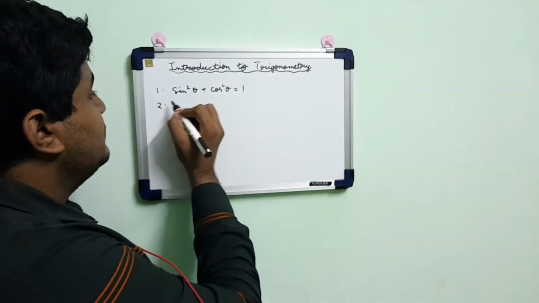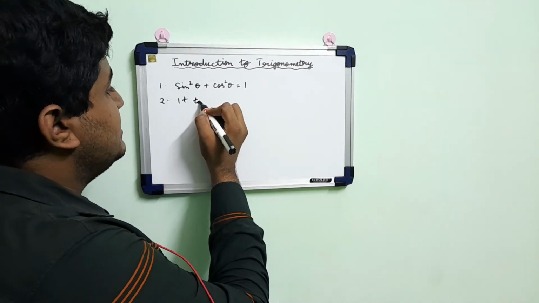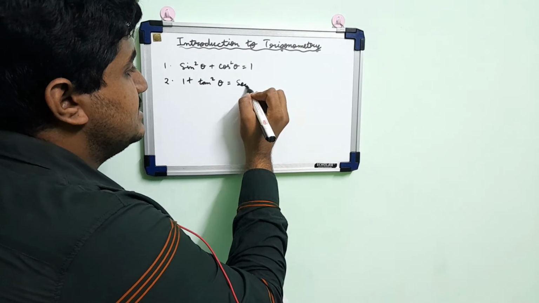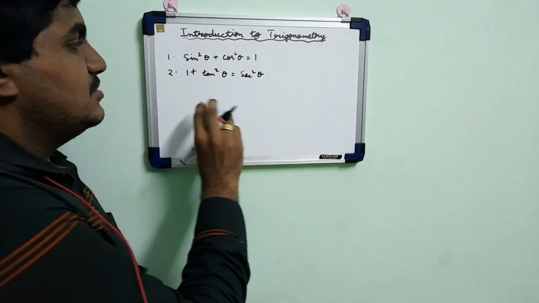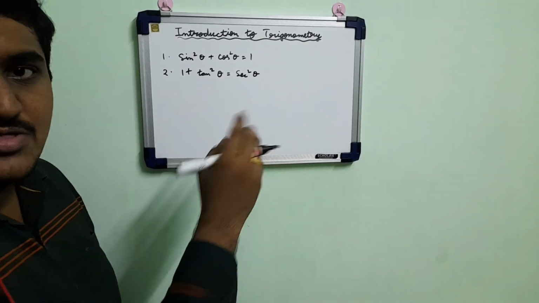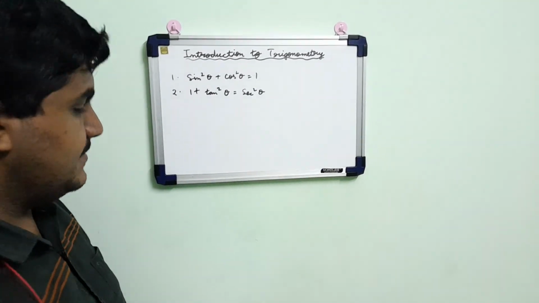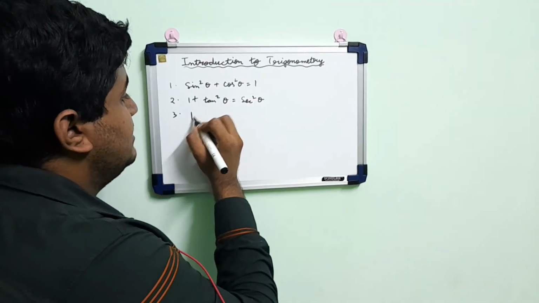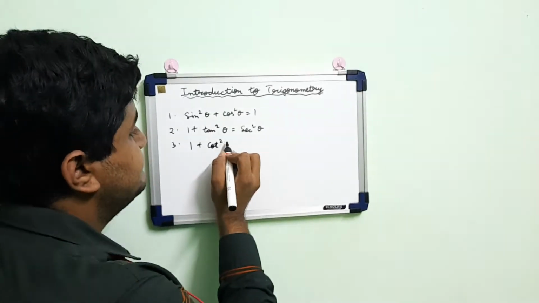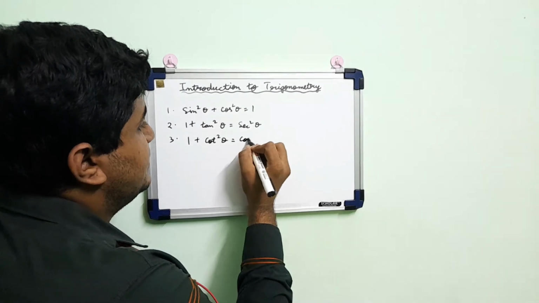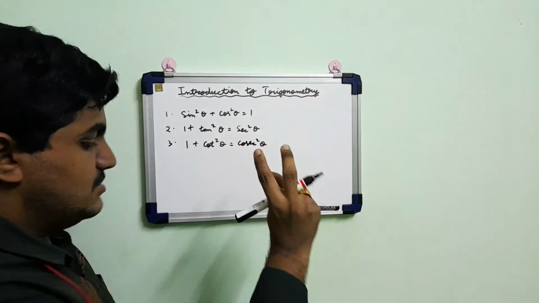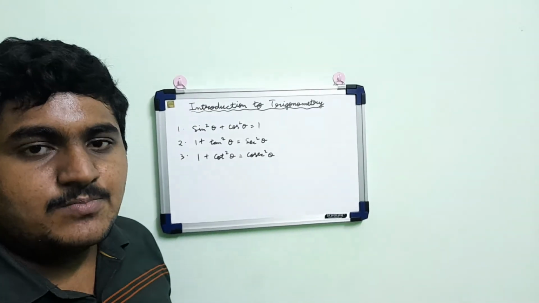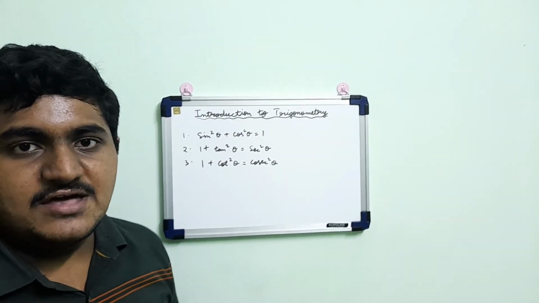The second identity is 1 plus tan square theta is equal to secant square theta. This is similar to sin square theta plus cos square theta equal to 1, but you should be careful with the 1 being placed on the other side. The third identity is 1 plus cot square theta is equal to cosecant square theta. So these three are the identities for your syllabus, and we should be thorough with all of them.